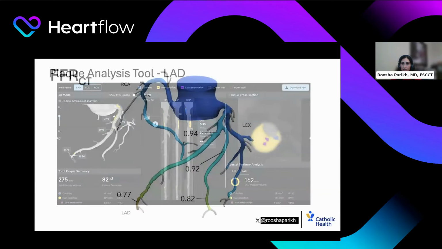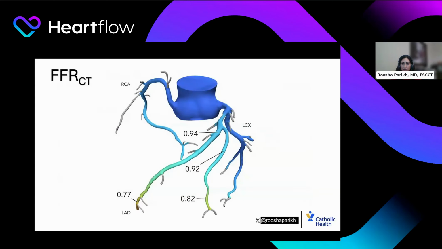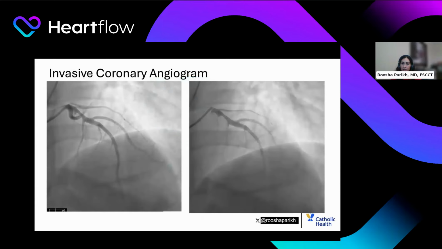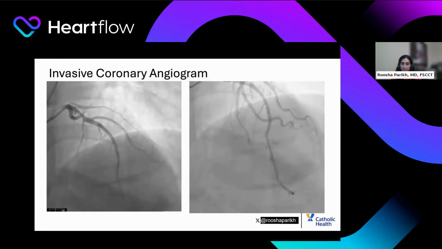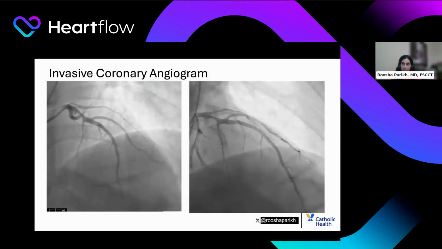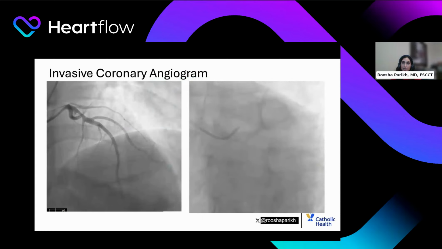Using this tool, FFRCT was performed for this patient, and here you can see it was not hemodynamically significant. You have a value of 0.94 distal to that proximal stenosis. So again, with the high-risk plaque features, the patient's vague symptoms, and the proximal LAD involvement, this patient also underwent an invasive coronary angiogram, and it showed around 50% proximal LAD stenosis that was decided to be managed medically.